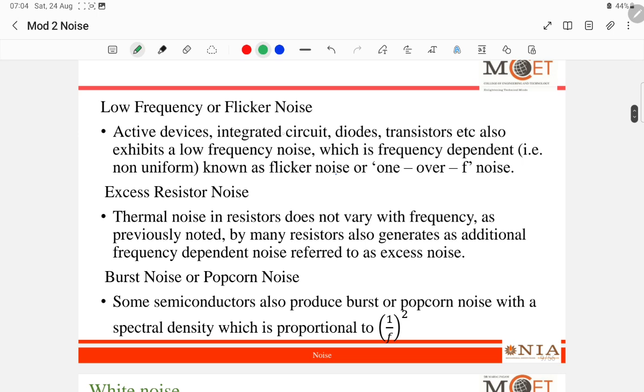And next comes the low frequency or flicker noise. Most of the ICs, diodes, transistors exhibit a low frequency noise which is frequency dependent. This is called flicker noise or 1 over f noise. Next comes another noise called excess resistor noise, which means that apart from the thermal noise, your resistor will have an additional noise. This additional noise is also frequency dependent and is referred to as excess noise. And next comes the burst noise or popcorn noise. Here the semiconductor will produce a burst sound or a popcorn sound with a power spectral density proportional to 1 by f square. So these are the various types of noises that we have already discussed.